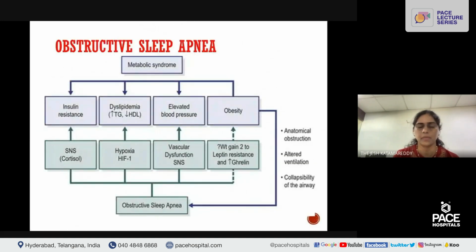How is this metabolic syndrome causing obstructive sleep apnea? Metabolic syndrome, by all these common modalities, increases the sympathetic nervous system activity, increases the cortisol, and this dyslipidemia leads to hypoxia and vascular dysfunction. Sympathetic nervous system activation, weight gain, and leptin resistance, by increasing the ghrelin levels, all these things will finally lead to the anatomical obstruction or altered ventilation or collapsibility of the airway, leading to obstructive sleep apnea.